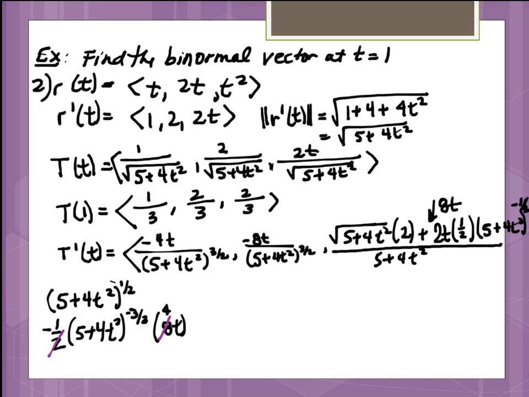Okay, now to find the last pieces of information, we can actually evaluate this T prime of t at the value of 1. So putting in the number 1, I get a -4 on top. I get the 9 on the bottom, which I square root to be 3. And then I cube it to get 27. So this is going to give me -4 over 27. In the middle, it's still going to be over the same 27, but we're going to have -8.